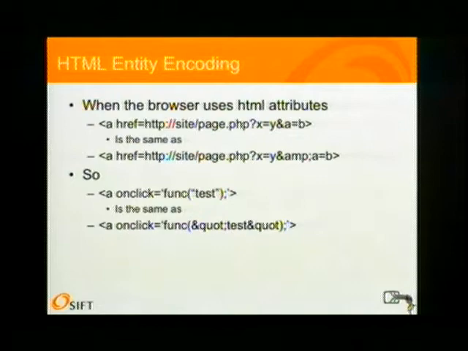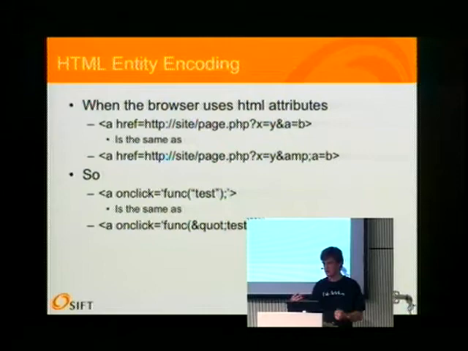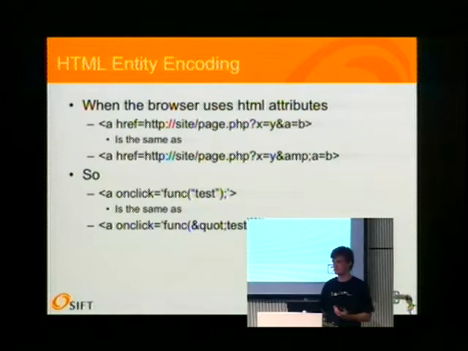Browser encoding is really odd, actually. When we have, off the top, you can see, those two href attributes are pretty much equivalent for the browser. When it accesses it, the first thing it does is decode the HTML entities so it can use them. But this doesn't only happen for href, source, etc. attributes. It happens for event handlers as well.